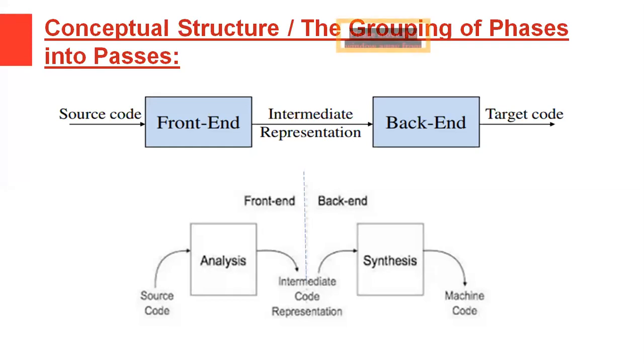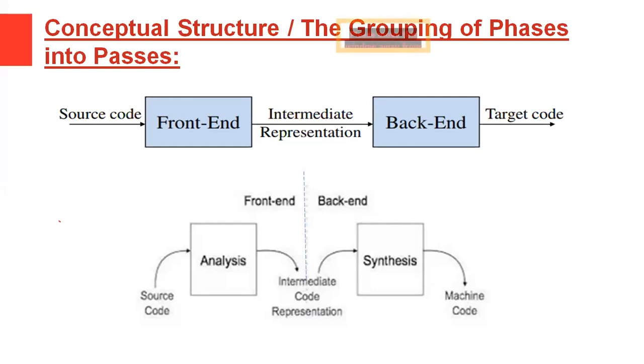And what is a pass? A pass refers to the traversal of a compiler through the entire program. A pass can contain more than one phase. A phase of a compiler is a distinguishable stage which takes the input from the previous stage, processes it, and gives the output, which is given to the next phase. So these are the differences between phases and passes.